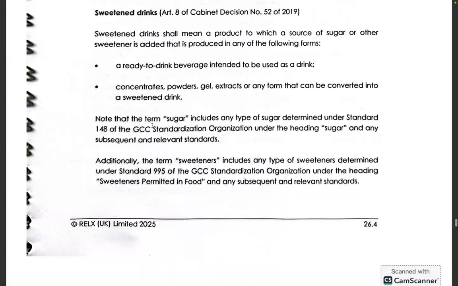Note that the term sugar includes any type of sugar determined under Standard 148 of the GCC Standardization Organization under the heading Sugar and any subsequent and relevant standards. So this is Standard number 148 of the GCC Standardization Organization, which defines sugar. The same definition, same meaning, has been taken for the purposes of this excise tax law.